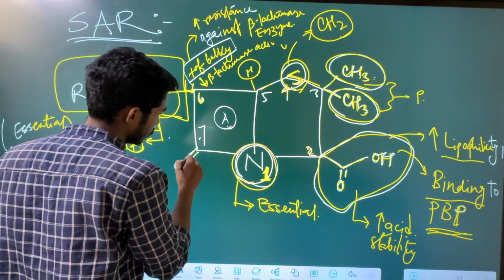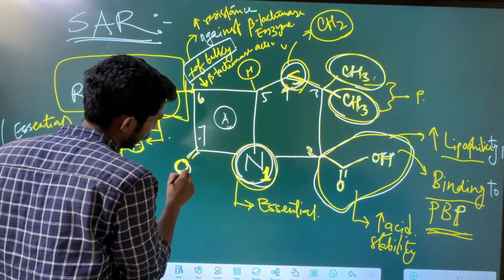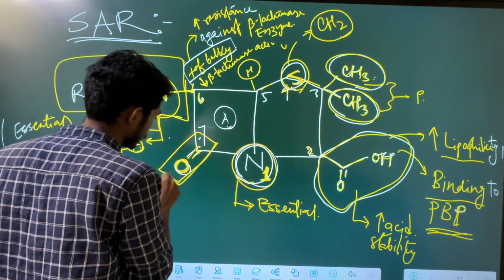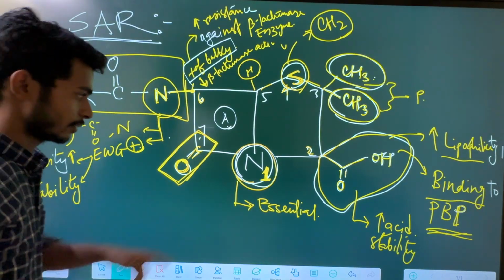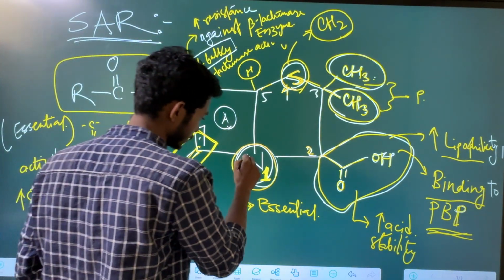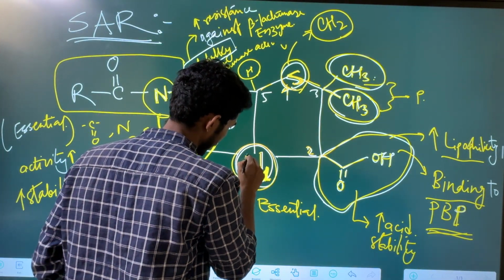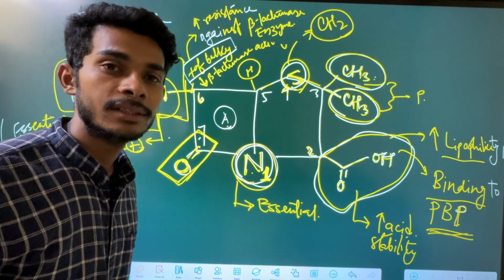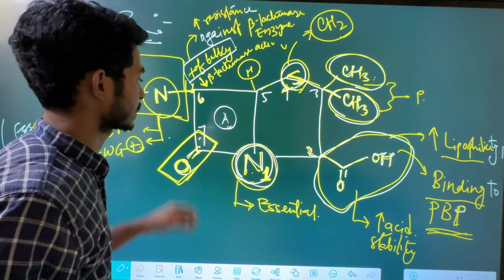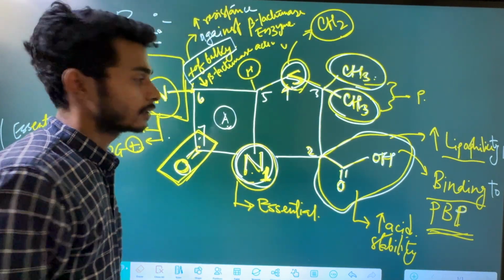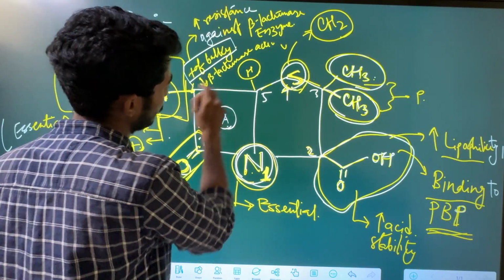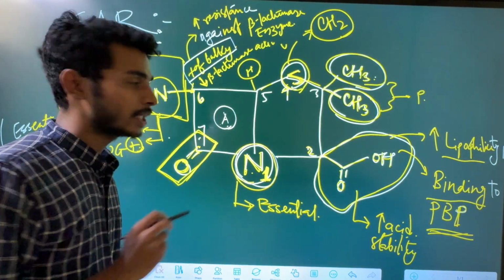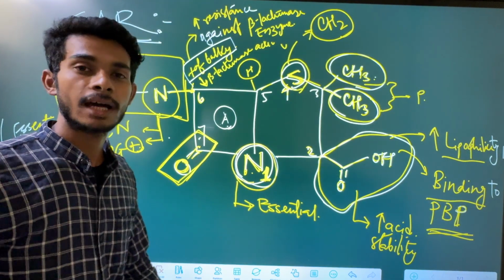Next, at the seventh position, double bond O. The presence of double bond O on carbon makes it a carboxyl group, and the presence of this carboxyl group is essential and absolutely necessary. The presence of nitrogen and carboxyl group is a must. Why? Because nitrogen and carboxyl group adjacent to each other make an amide, and when a cyclic amide is present, it is called the beta-lactam ring. That's why the existence of beta-lactam antibiotics is mainly due to the presence of this nitrogen and carboxyl group.